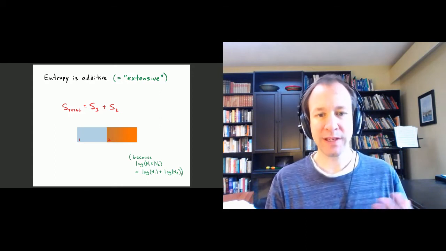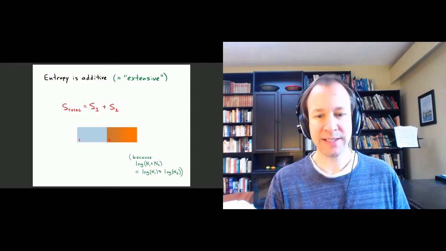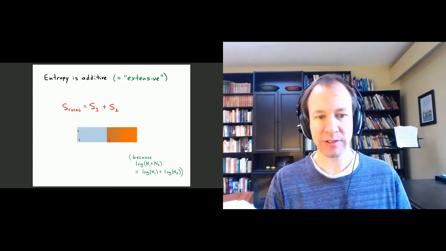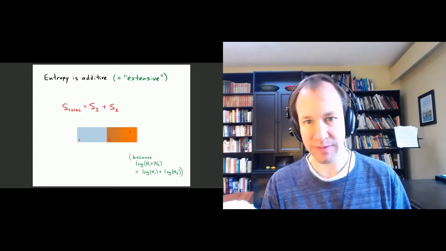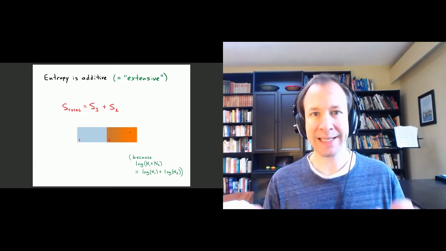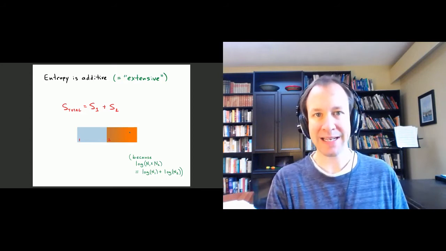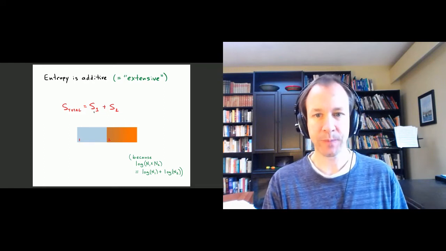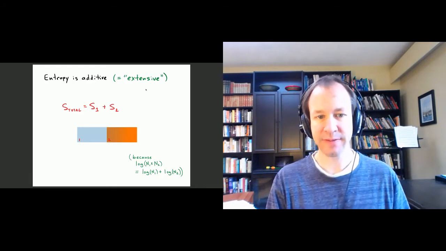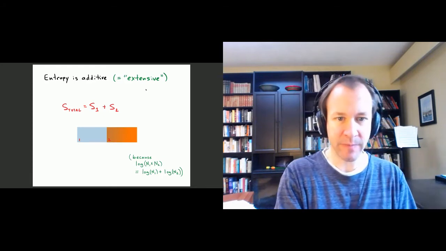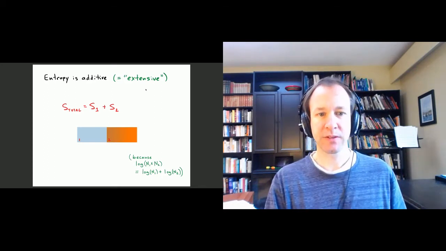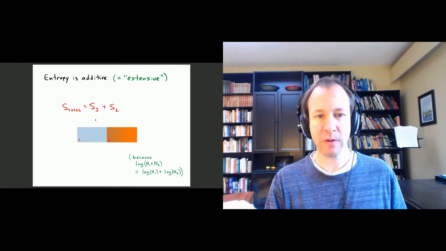And so with our definition of entropy, we see that the entropy is additive. The entropy of the total system is equal to the entropy of the left plus the entropy of the right. In thermodynamics language, we often use the word extensive to refer to this additive property of entropy or energy. So things like entropy and energy, we say they're extensive because the total is the sum of the parts. Okay, so this will be a very useful property going forward.